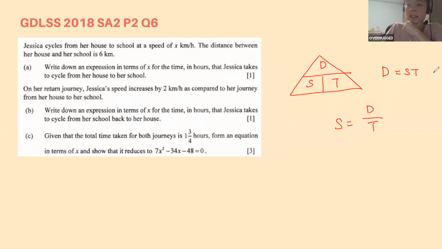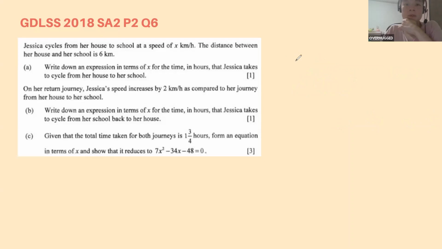To find my time, time is distance divided by speed. So I simply take distance divided by speed, 6 divided by x. And I get 1 mark for this. Okay, what about B?